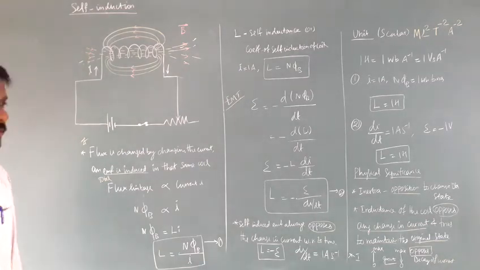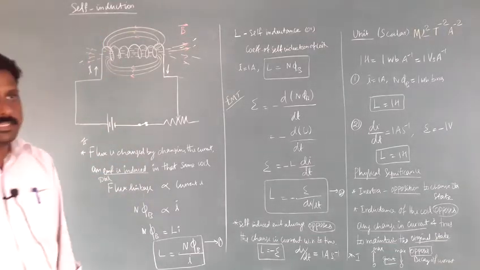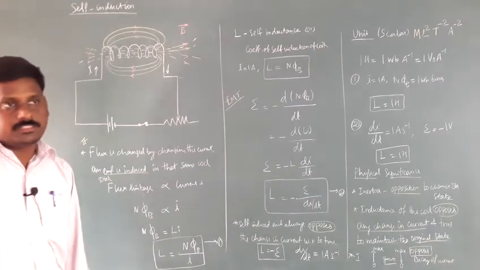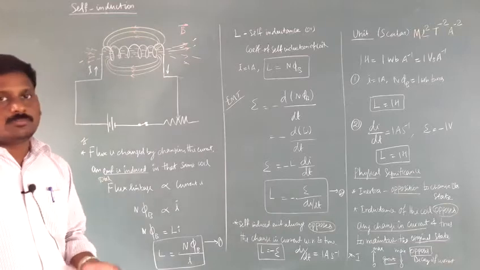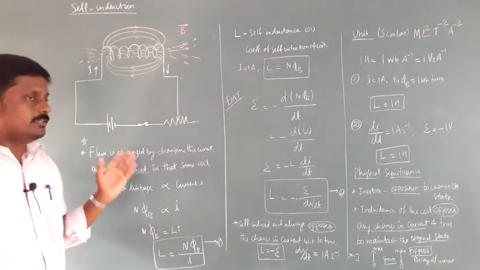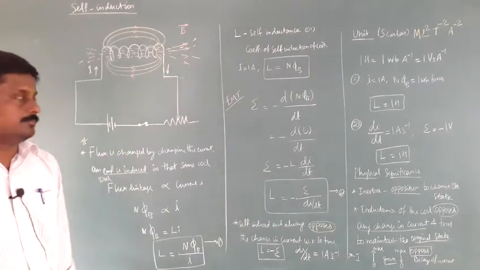In this class we are going to discuss self-induction. First, we need to know what an inductor is. An inductor is a device used to store energy in a magnetic field when electric current passes through the coil. Examples are the coil, solenoid and toroid.